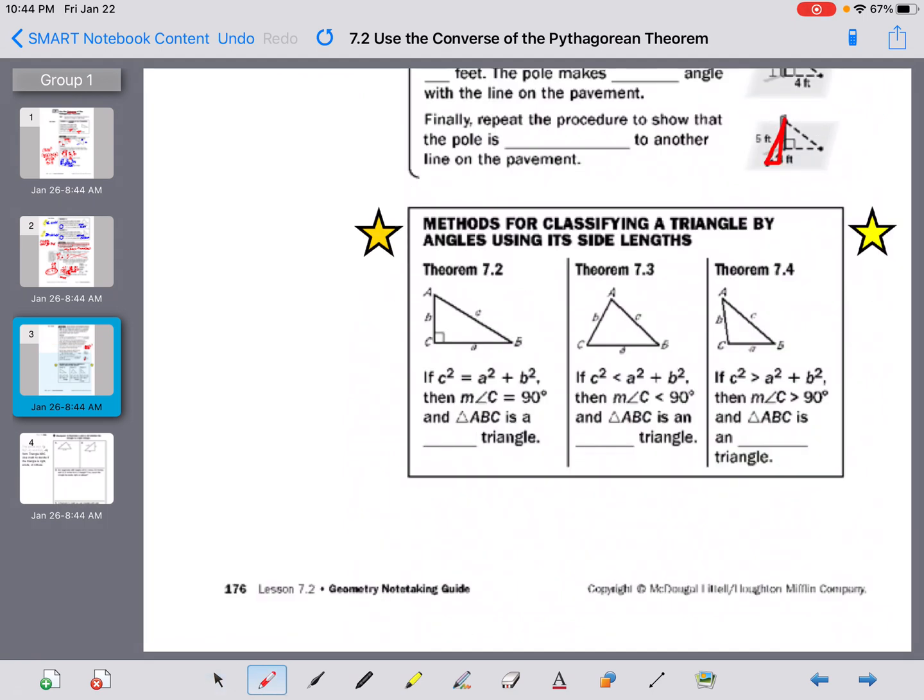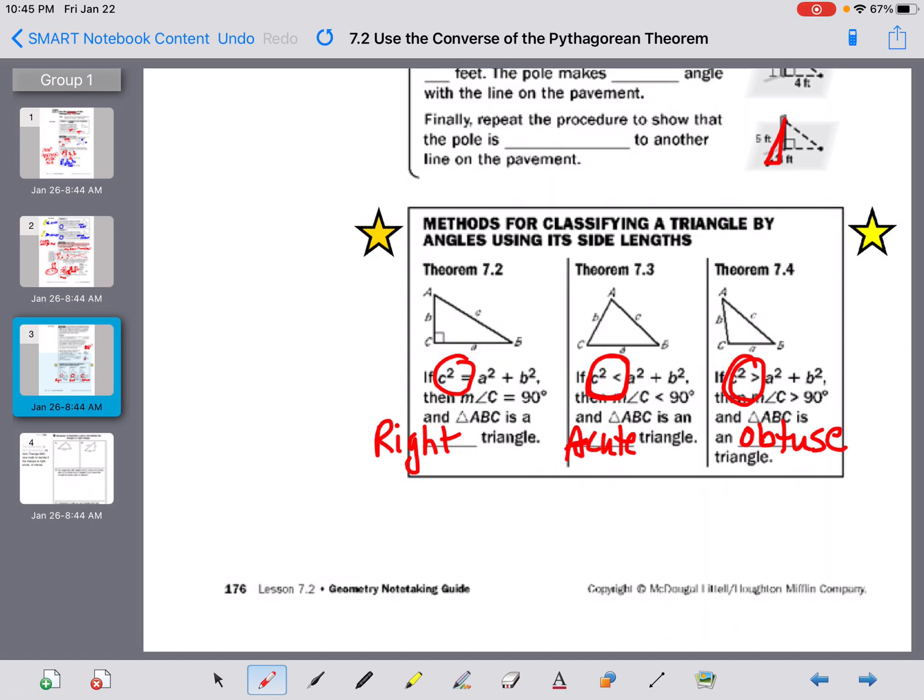So, quick note again. If you have a triangle, you only have 3 choices. You either have a right triangle, an acute triangle, or an obtuse triangle. If c squared equals a squared plus b squared, you have a right triangle. If c squared is smaller than the other squares, you have an acute triangle. And if c squared is bigger than your other sides squared, you have an obtuse triangle. You need to have those memorized.